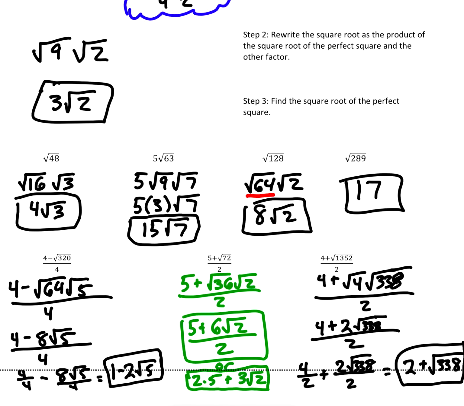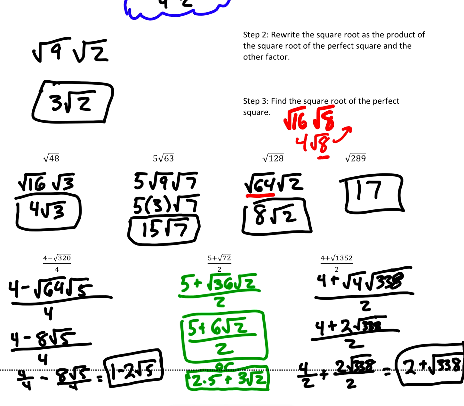So you did 128 and you divide it by 16. We do that real quick. 128 divided by 16. And you're like, oh, awesome. It's radical 16 radical 8, which would then simplify to 4 radical 8. That's completely fine as long as you notice 8 can get simplified more.